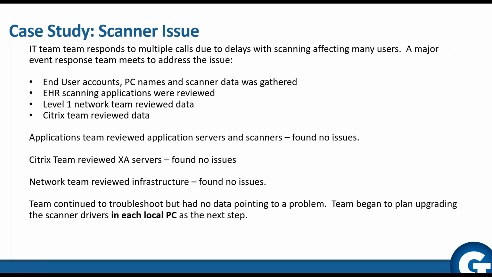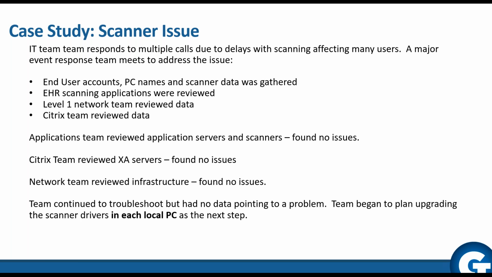So it was kind of an all hands thing. You know, IT, this was a real big deal. It had reached management level, and everybody was having a problem with it. So they were starting to gather information. They had gathered information about the PCs themselves, the applications. Level one network teams were reviewing data. The Citrix team was reviewing data. Applications team was involved, trying to figure everything out.